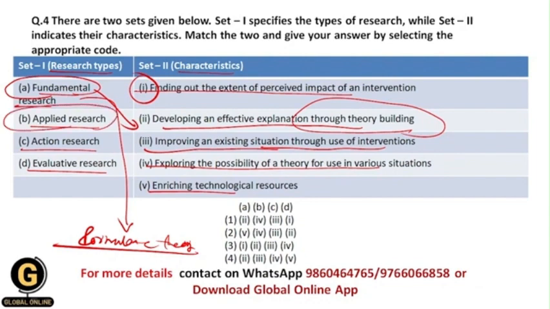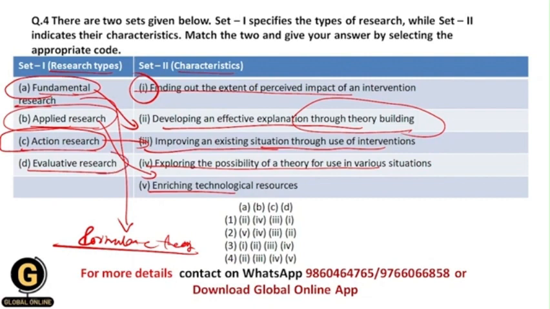Within the applied research we apply the various principles, laws or theories to the problems we are solving. Okay, and that's why applied research will go for the fourth option, exploring the possibility of a theory for use in various situations. Next is action research. Within the action research we solve the existing problems through our interventions or through our immediate actions upon it, and that's why C will go for the third option, improving an existing situation through use of interventions.